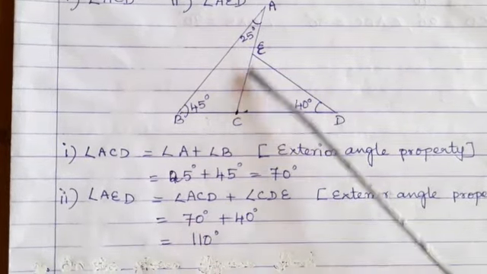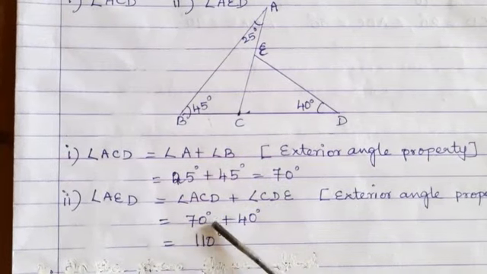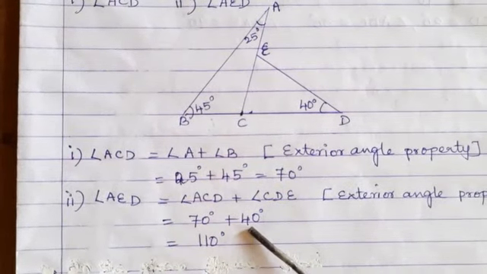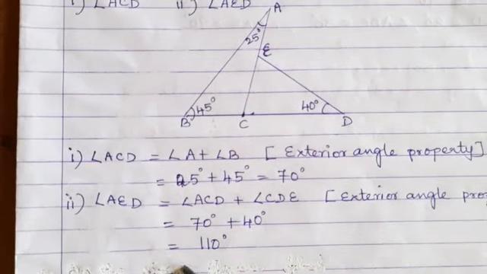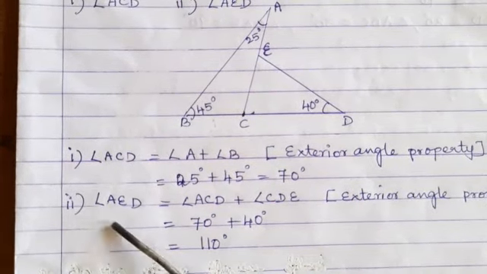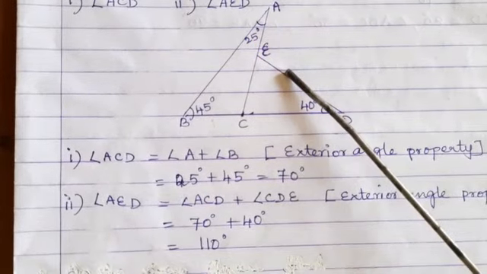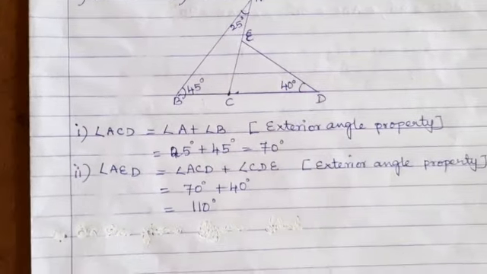So ACD is 70 degrees. We have found it out in the earlier part. Plus CDE, it is given there as 40 degrees. If we add it, that is equal to 110 degrees. So angle AED equal to 110 degrees.